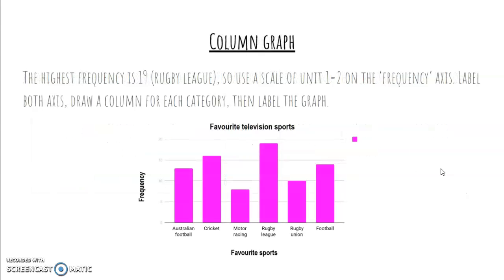So first one we're going to be doing is column graph. So the highest frequency is 19, which is rugby league. So we use a scale of unit 1 to 2 on the frequency axis. And we label both axes, draw a column for each category, and then label the graph again. And it's very important to label because you might get marks cut off if you don't label the graph. If you don't label the graph, you will definitely get marks cut off. Actually, it depends on what your teacher or marker goes by, what marking criteria, but yeah.